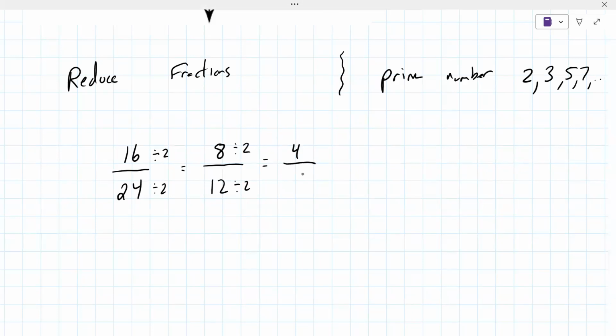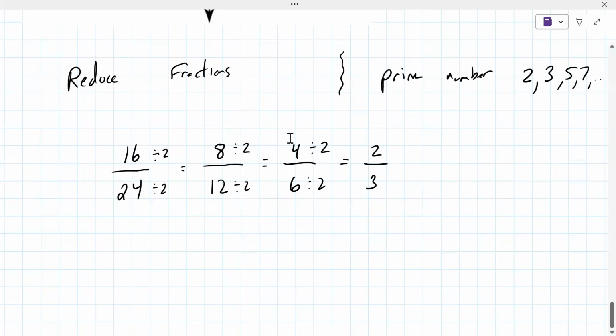7. Try again. 8. Try again. You're dividing 12 by 2. 12 divided by 2. 6. Oops. 6. Good job. Keep going. Divide by 2 again. 2 over 3. Good. Okay. So the idea here is you keep trying it until it doesn't work anymore.